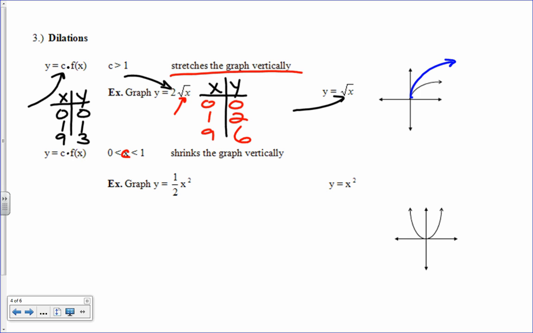What if C is greater than 0 and less than 1? So in other words, a fraction of some kind that's less than 1, right? And is that what I've shown you here? Well, yes. So wait a minute. This one up here made it twice as tall, so this one's probably going to make it twice as short or half as tall, right? Either way, right? So they say shrink it vertically.